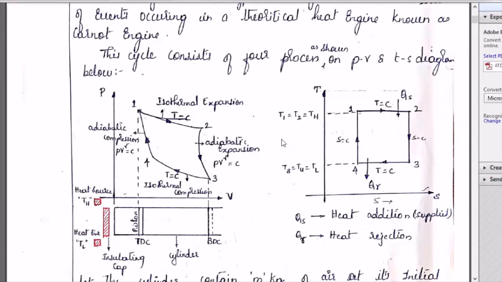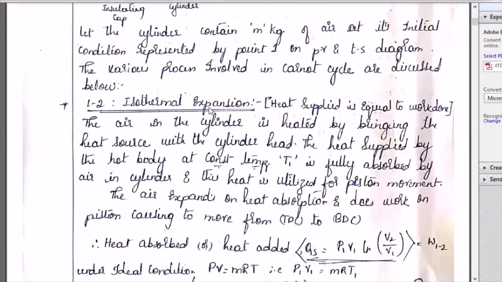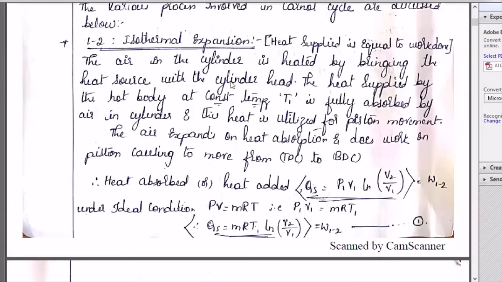We go for the further process equations. Each process has its own equations: work done equation, heat transfer equation, heat supply equation, and heat rejection equation. That we will write here. Now, first isothermal expansion. In all isothermal expansion, the amount of heat supply is equal to the amount of work done. Means in isothermal, as the temperature is constant, the amount of heat supplied to the system, that much amount of work done takes place.